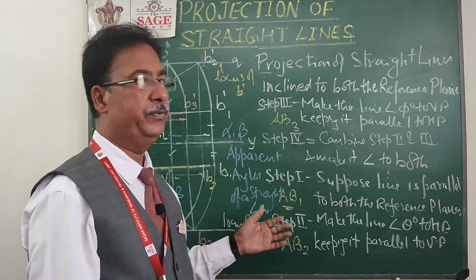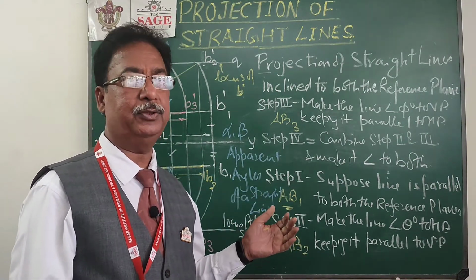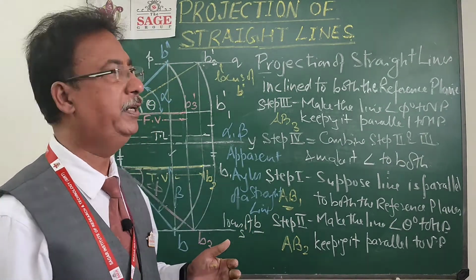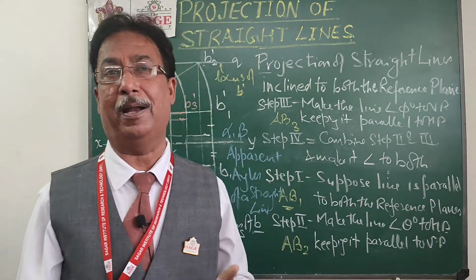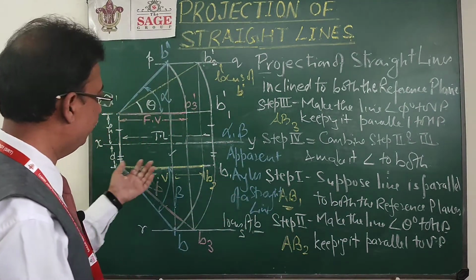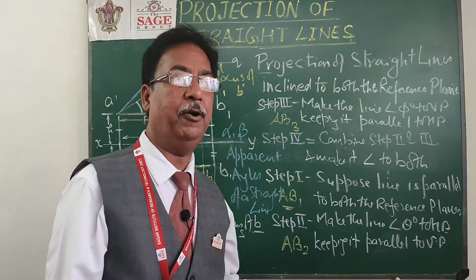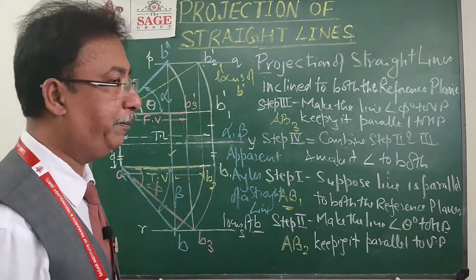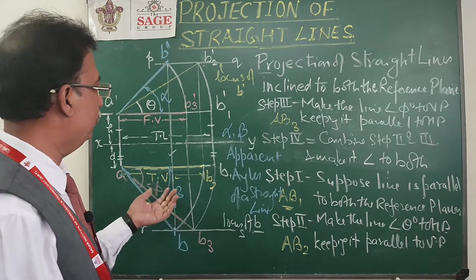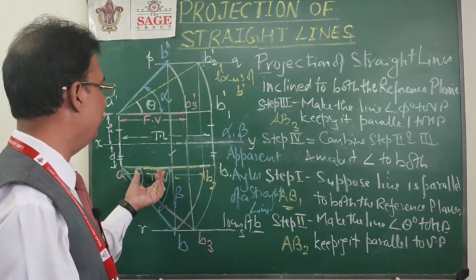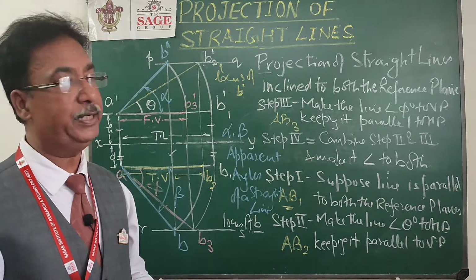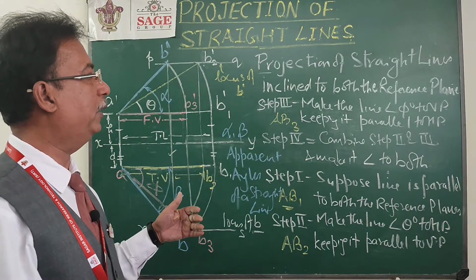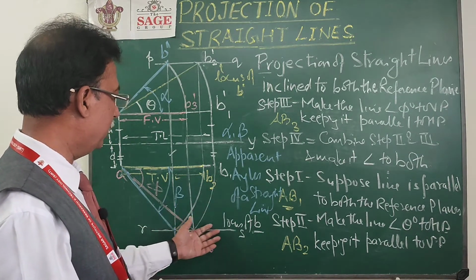Again, if I recall what I started with, initially the true length will be given to me and the first end will be given to me, inclinations theta and phi are given. So I started by supposing my line parallel to both the planes in step 1 and drew the first line, that is AB1. Then in step 2 I made that line inclined to HP, keeping it parallel to VP. Now the name of the line I have given is AB2. When I make that inclined to HP by some angle and keep it parallel to VP, we get the length of the top view and the locus of B dash. In the third step, when I make the line inclined to VP by some angle and keep it parallel to HP, then we get the locus of B and the front view.